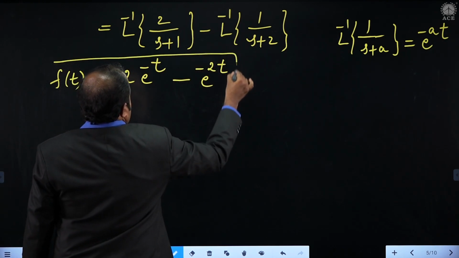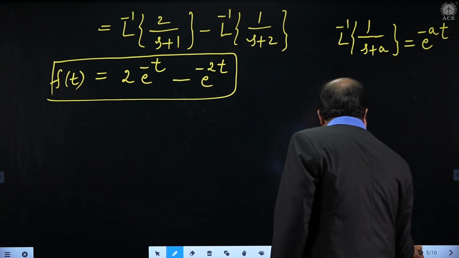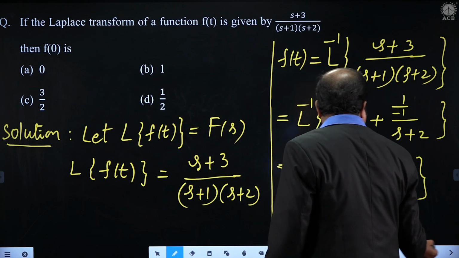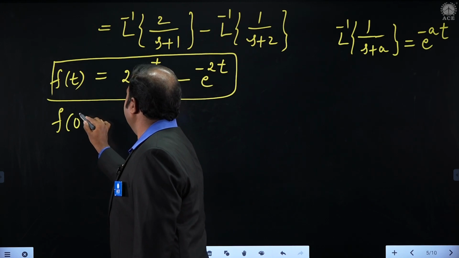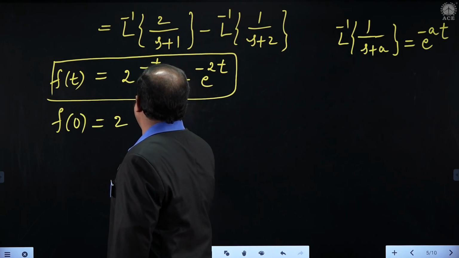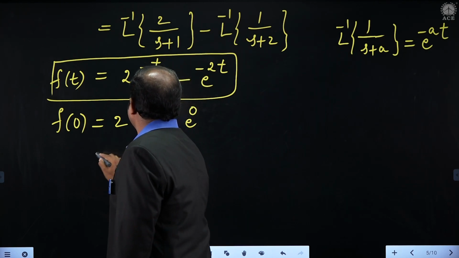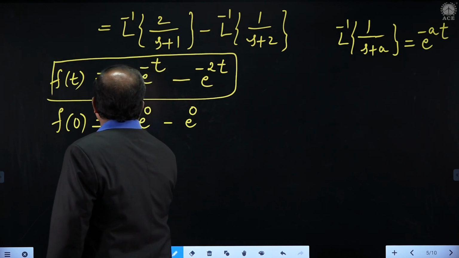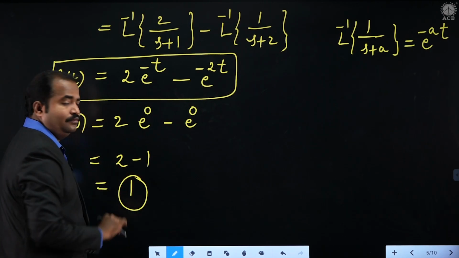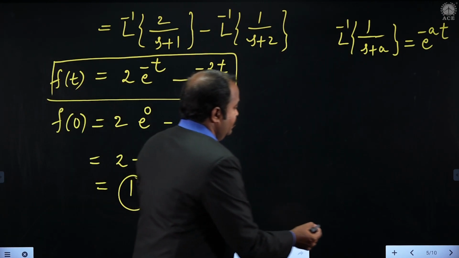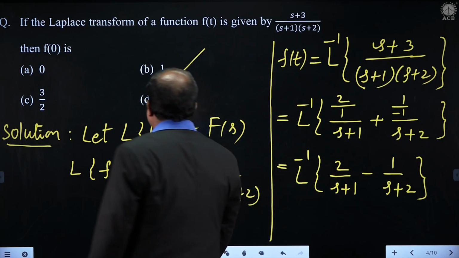Am I clear? So what is required for us? Look at the question once. f of 0 is required. Therefore, f of 0 equal to 2 times e power 0 minus e power 0. So this is equivalent to 2 minus 1 only. So the answer is finally 1 only. This is the required value. So the correct option is what? Option B is the correct one.